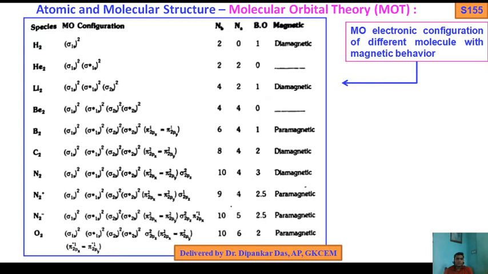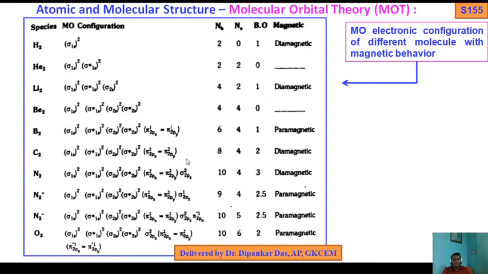Okay, next come to C2. C2 means 6 plus 6: sigma 1s2, sigma star 1s2, sigma 2s2, sigma star 2s2, pi 2px2 equivalent to pi 2py2. So 2 plus 2 is 4, 6, 8, 10, plus 2, that is 12. So number of bonding electrons 8, number of antibonding 4, so 8 minus 4, 4 by 2, that is 2. That is the bond order, and it is diamagnetic. Why? Because there is no unpaired electron.